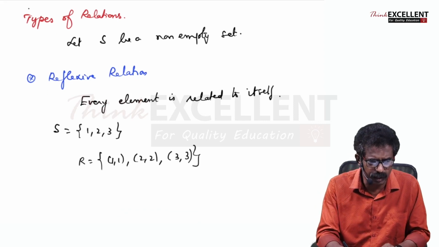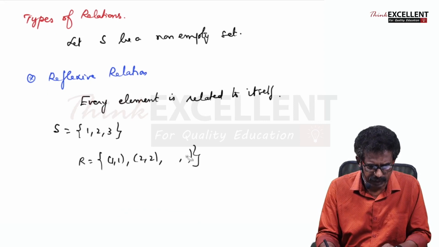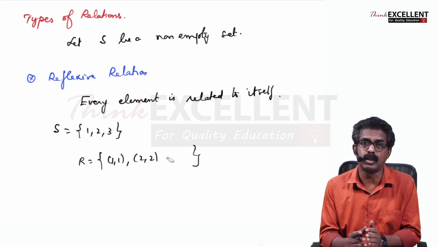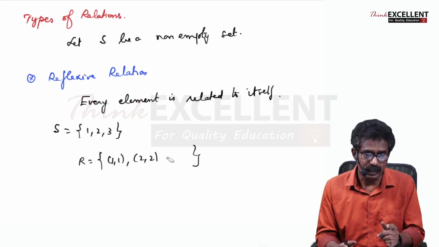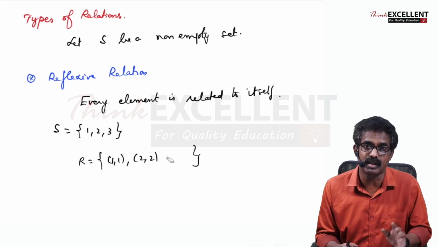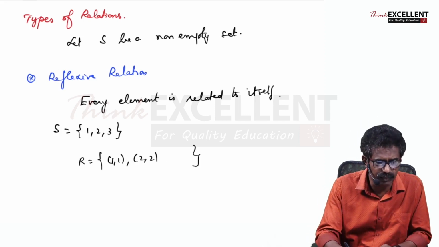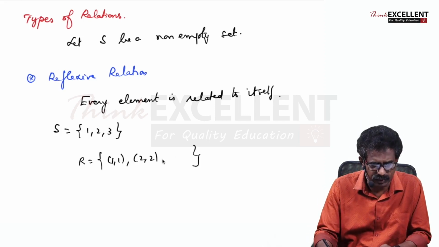Even if one term is not there, suppose 3, 3 is not there. 1 is related to 1, 2 is related to 2. But in S, 3 is there. So that element is not related to itself. Then you say it is not reflexive. Every element must be related to itself. Then only we can say reflexive relation is satisfied.